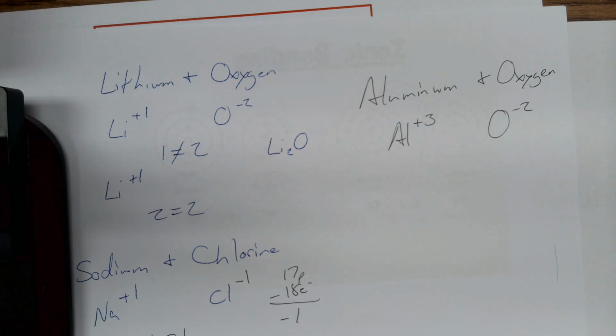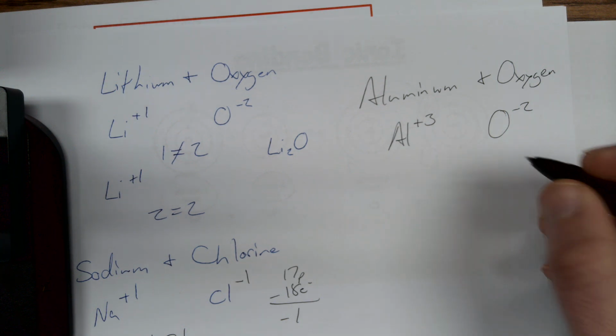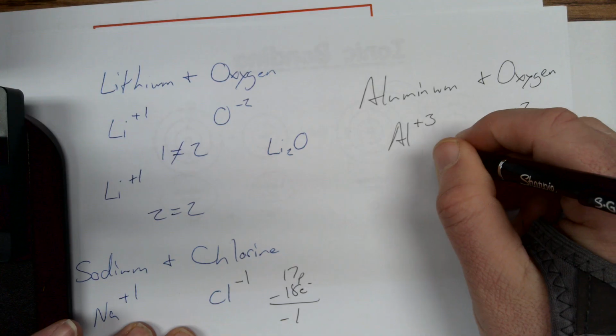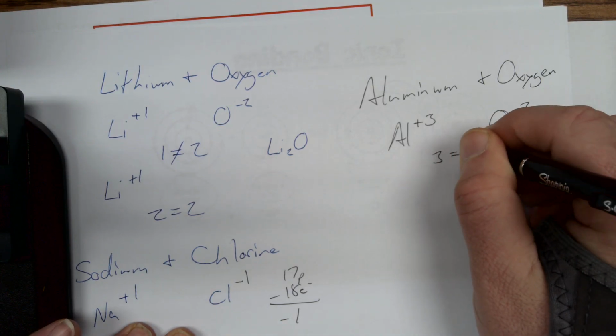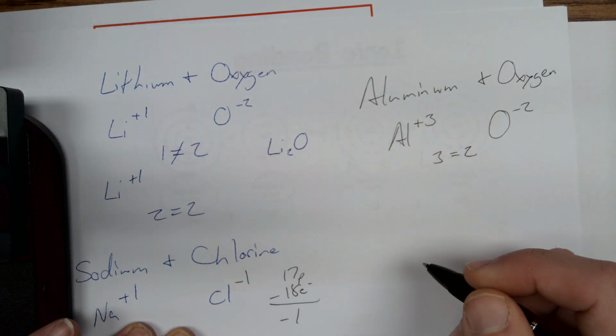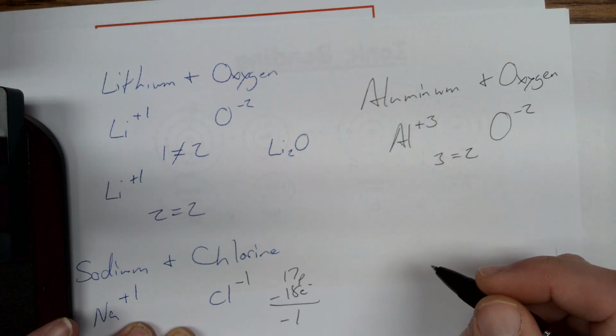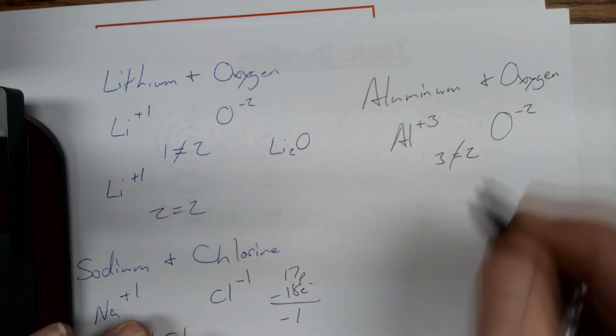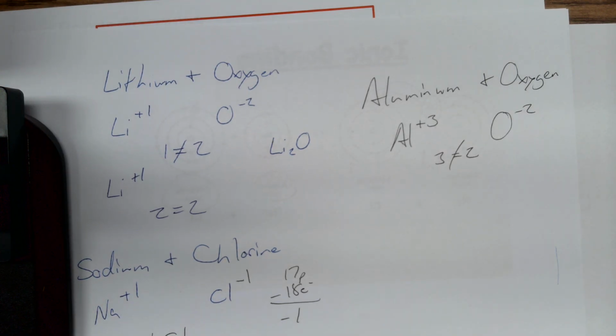So I've done step 1. I've written out my cation. I did step 2. I wrote out my anion. Now I'm on step 3. I got to make sure that my charges equal each other out. On the metal side, I got 3. On the non-metal side, I got 2. Does 3 equal 2? No. I gotta add some elements there. I gotta add some atoms.